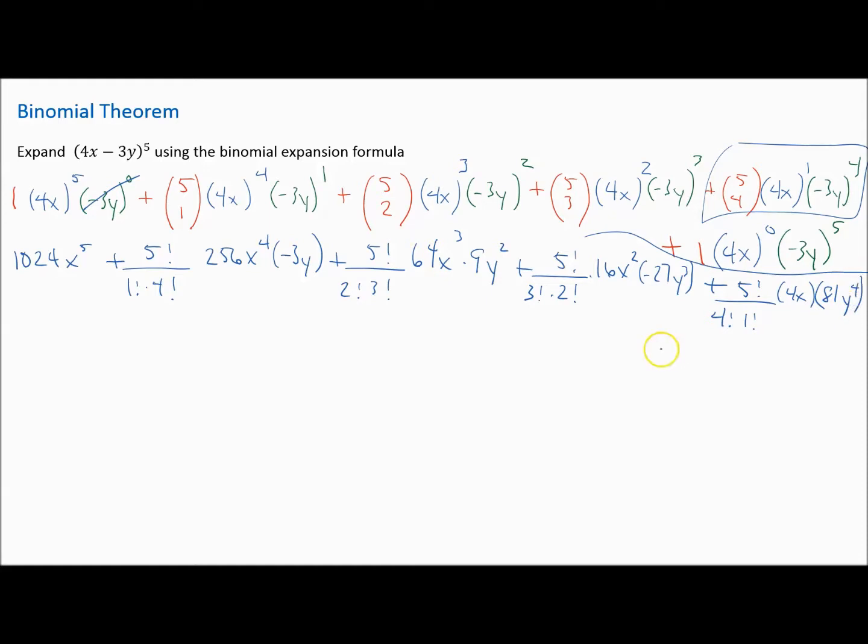Okay. Plus, this is my fifth term. 1 times, this is 1 times negative 3y to the fifth. Okay, now negative 3 to the fifth we know is negative, right? So it's going to be a minus. 3 to the fifth is 243, so minus 243y to the fifth.